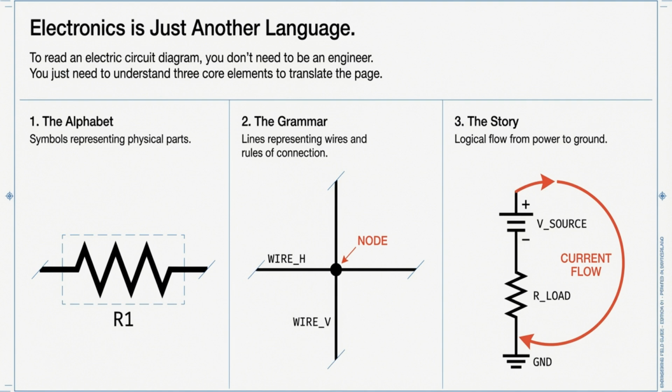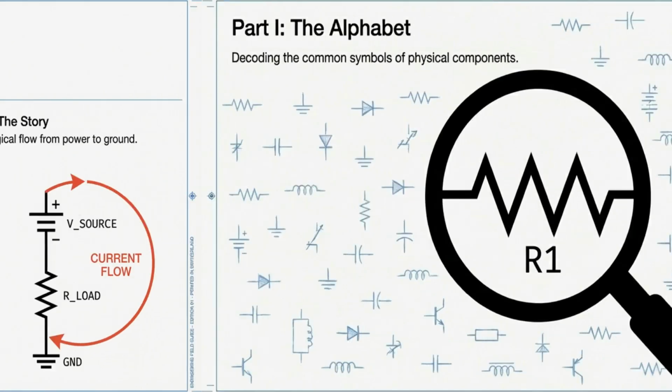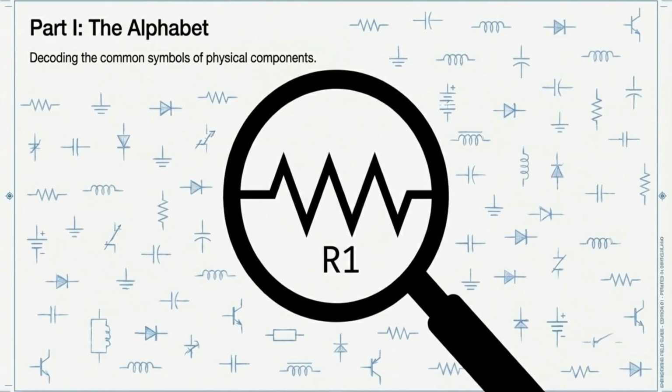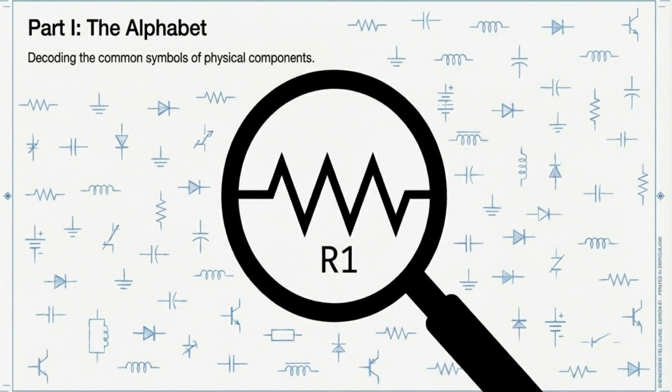To read a diagram, you need to understand three core elements: the alphabet, which consists of symbols for physical parts, the grammar, which represents wires and rules of connection, and the story, which is the logical flow from power to ground. Part 1 is the alphabet, decoding the common symbols of physical components.